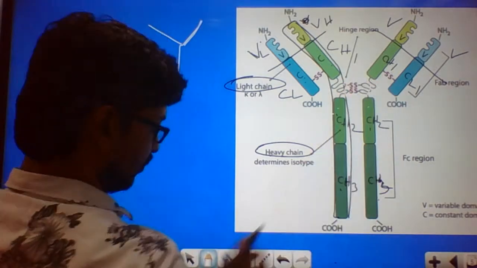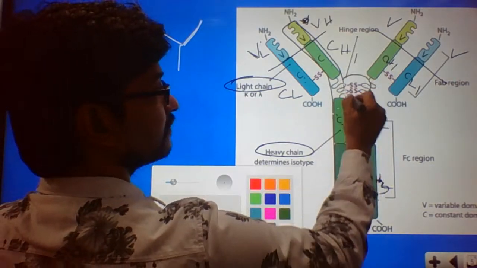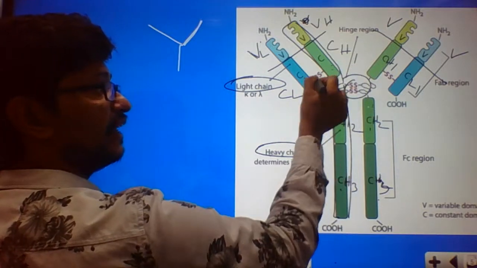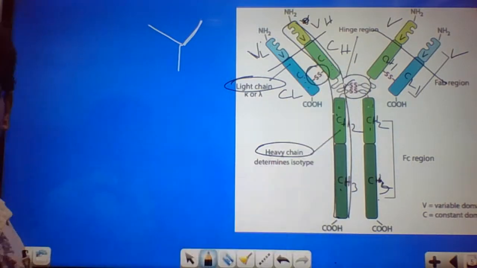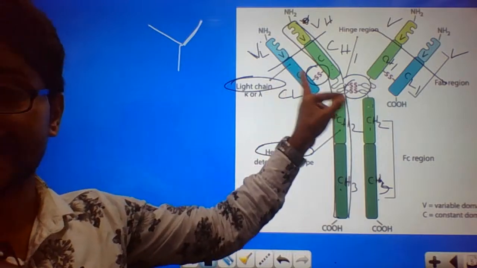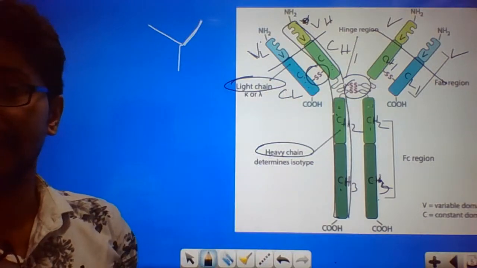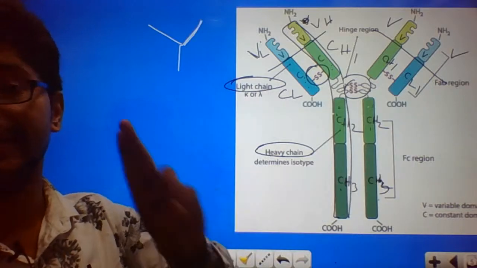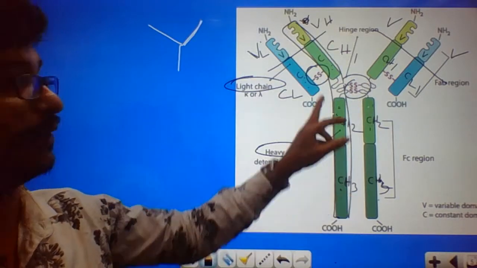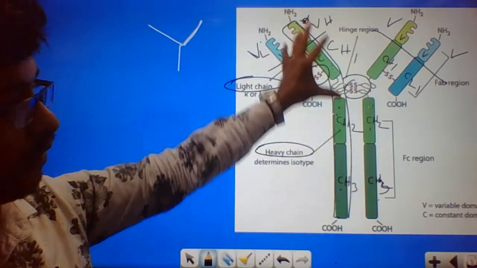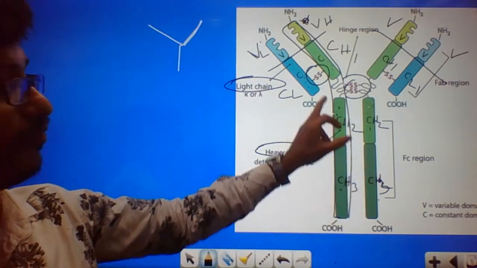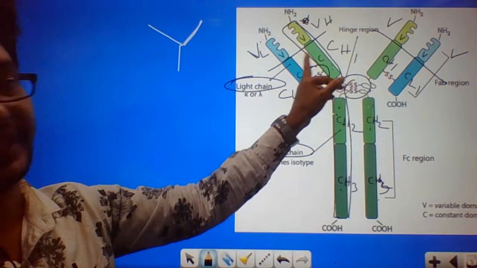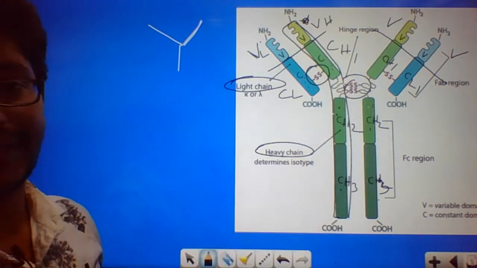இங்கே உங்களுக்கு disulfide bonds இருக்கும். So here you could see the disulfide bonds which connect two heavy chains. Also the disulfide bonds which connect the heavy chain and the light chain. Here also you could see the disulfide bonds. But these disulfide bonds cannot connect the light chain and the light chain, because the arrangement of the immunoglobulin structure is like that, where it connects two heavy chains, and also it connects one heavy chain and the light chain.